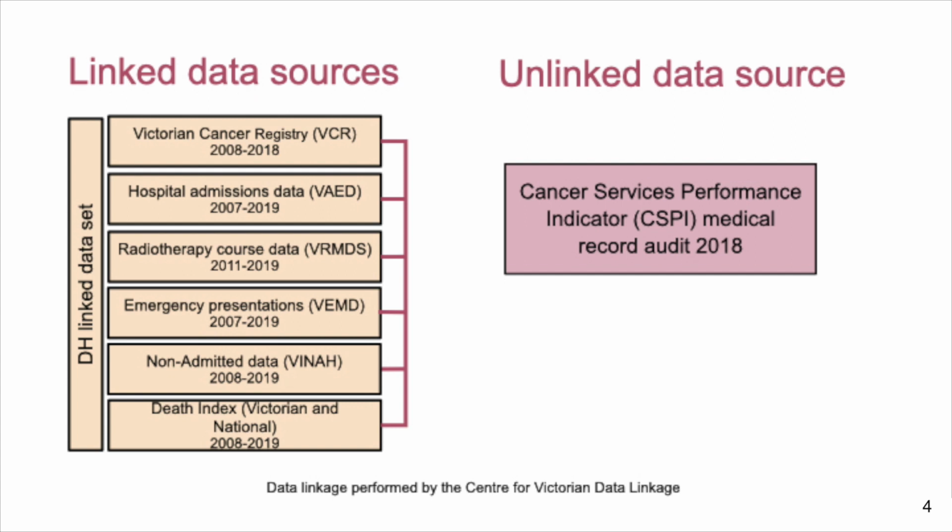The data that we have is based on multiple data sources, which are in front of you now: Victorian Cancer Registry, hospital admissions, emergency presentations, radiotherapy data, and there is some VINA data, non-admitted data, and then, of course, we have death data. You'll note that the data we have spans different years, and so I would just encourage you, as we walk through the slides, to look to the top of the slides, because that will inform you which years and which data set are captured in the information on the particular slide. And, of course, there's unlinked data source from the CSPI.